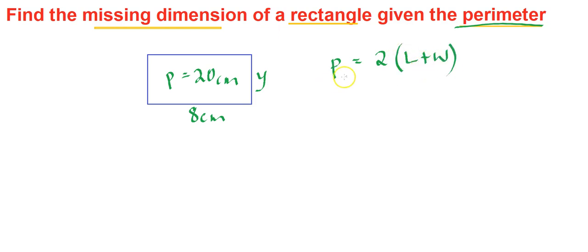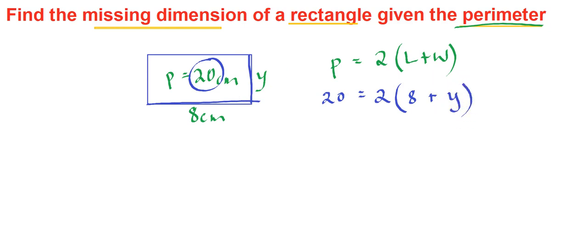Second line of working, we just plug in what we know. Perimeter is P, and we already know what the perimeter is, so let's just plug that in instead of P. 20 equals 2 times whatever the length is, and we do know what the length is, which is 8, plus whatever the width is, and in this case it's y. We don't know what it is just yet.